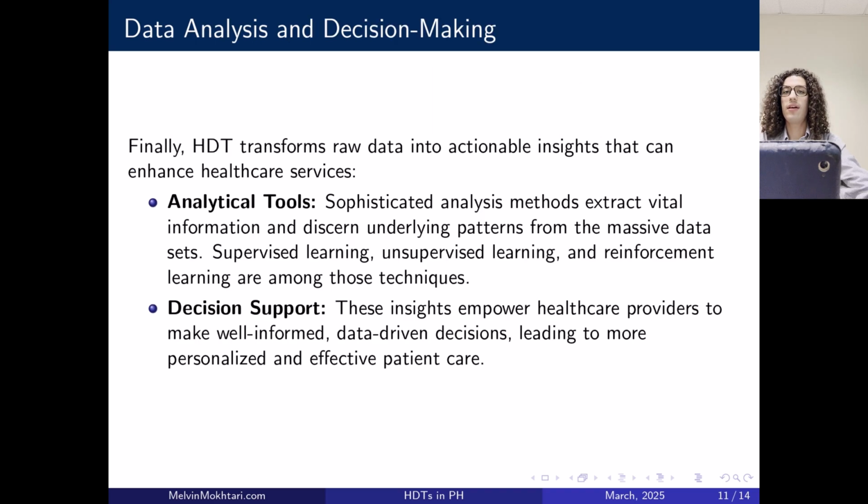The last phase is data analysis and decision making. This layer is the brain of the HDT. It's where we turn the stored data into actionable insights. And the key to this is AI. We use 3 different types of AI: supervised learning, unsupervised learning, and reinforcement learning.